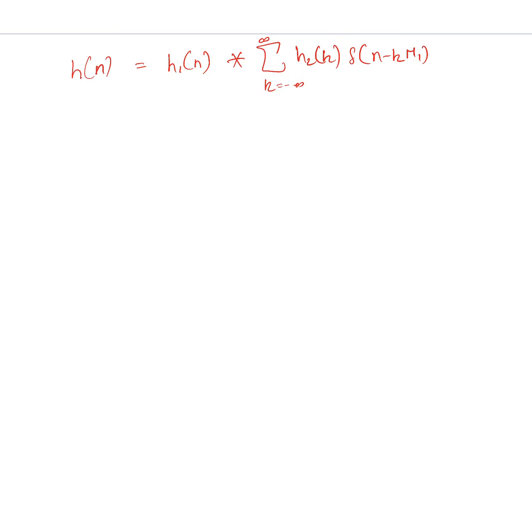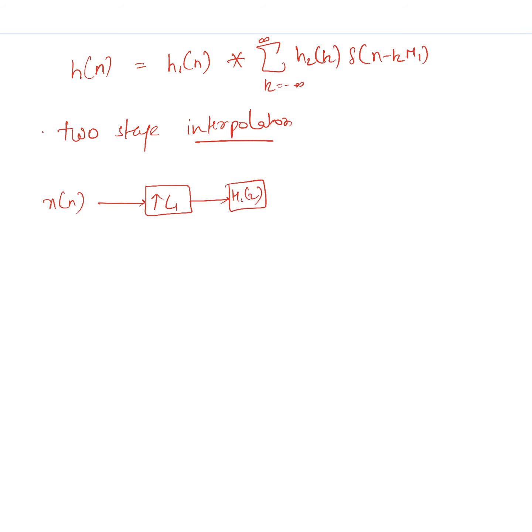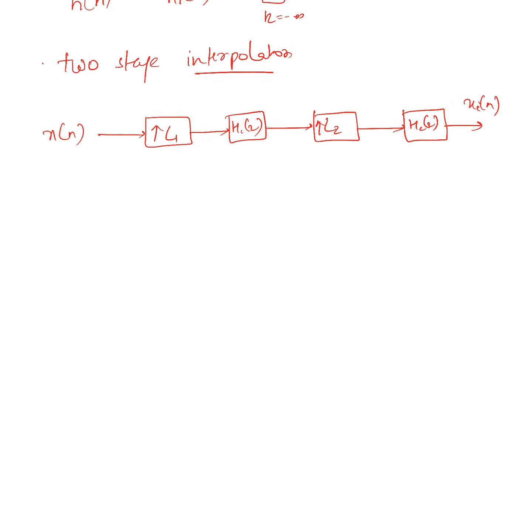Now talking about the two stage, we can quickly see what would happen in the interpolation, the two-stage interpolator. So we have this x of n, and we want to upsample by L1, pass through this H1 of z, again upsample by L2, and then pass it through H2 of z to finally get x i of n. The cutoff frequencies of the respective filters would depend on L1 and L2, of course.